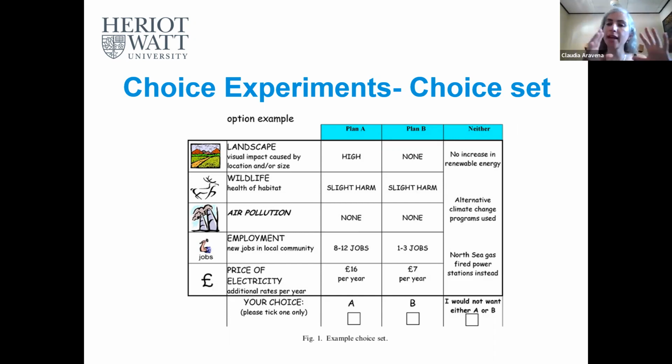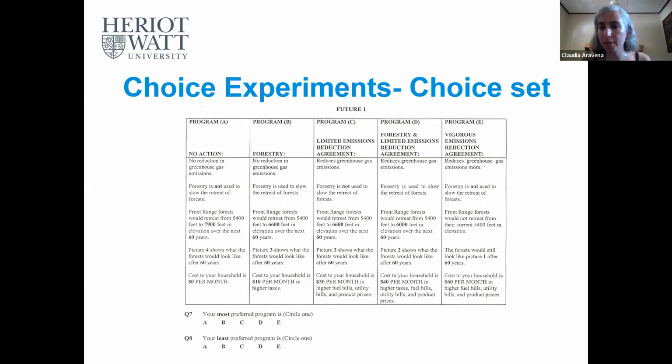Something I would suggest is to always go for something like this, which is simpler, people can understand it, it's easy, and you get reliable answers, rather than going for things like this. This is an example of an old study on climate change, where you have a lot of information and a lot of alternatives. Of course, the reliability of your decisions on this type of choice set can sometimes be discussed. But this is another example of a choice set.